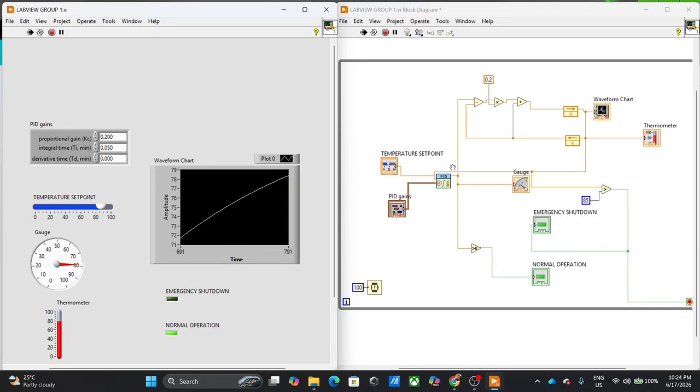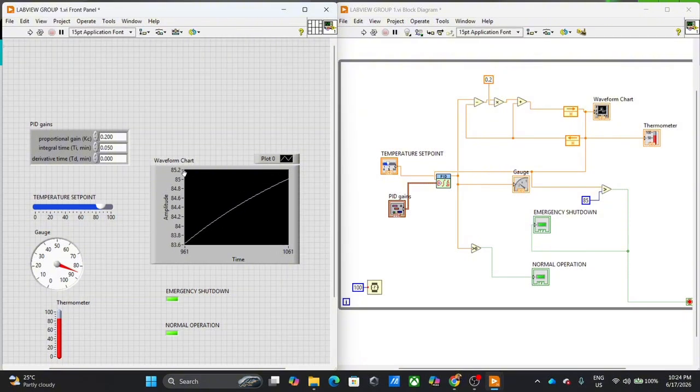Then 79, 80, 81, 82. As we can see, the graph smoothly and gradually increases until it reaches 85. Then the emergency shutdown is triggered. So when it is near 85, the simulation is stopped.